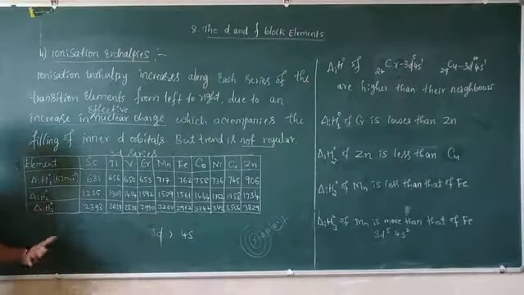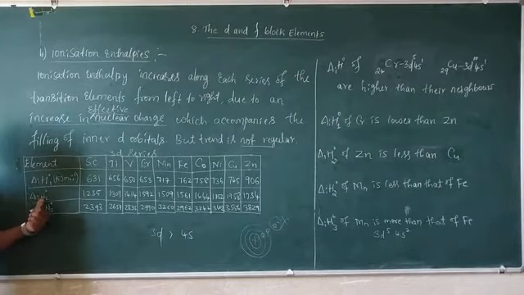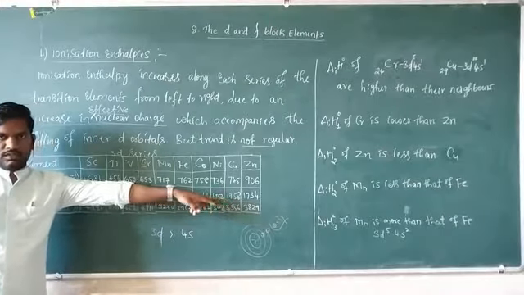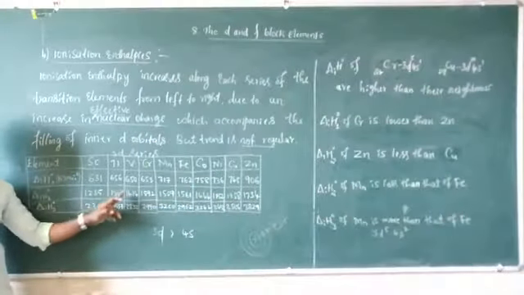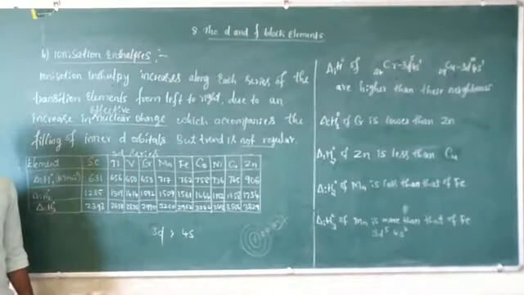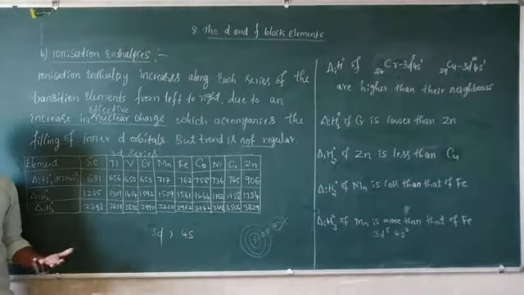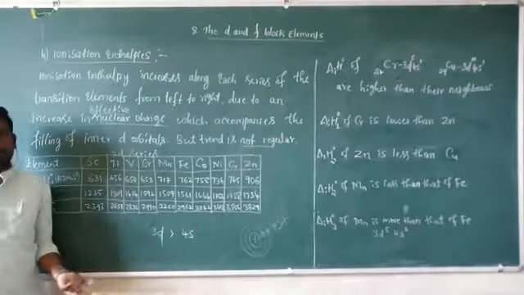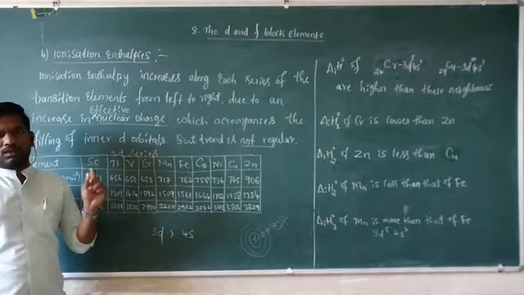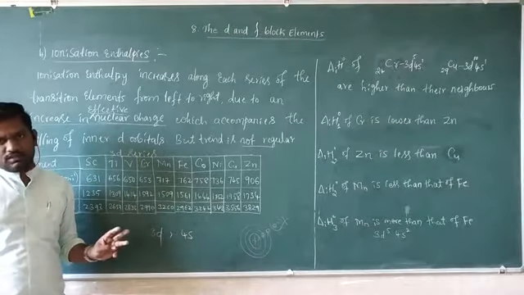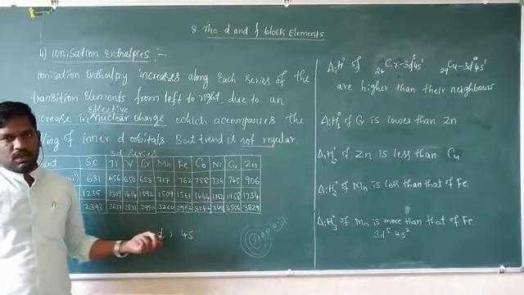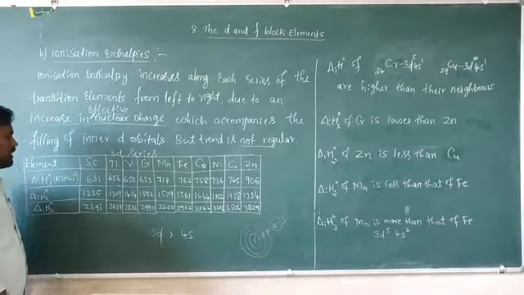The second ionization enthalpy is also increasing from scandium to zinc. But the second ionization enthalpy requires higher energy compared to the first ionization enthalpy. Why? Because it requires higher energy to remove the second electron from the outermost shell.